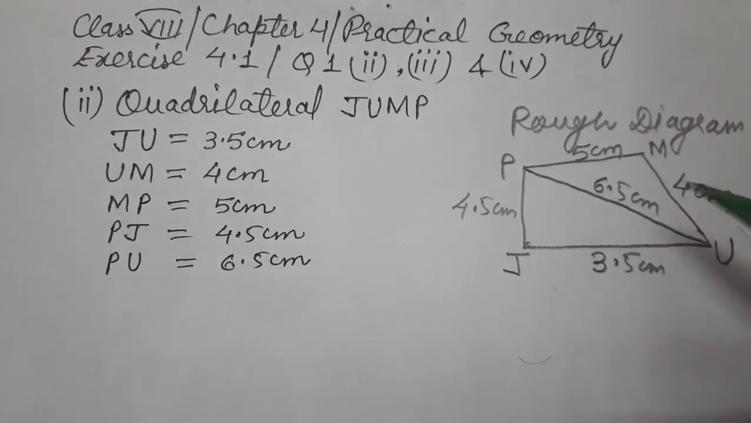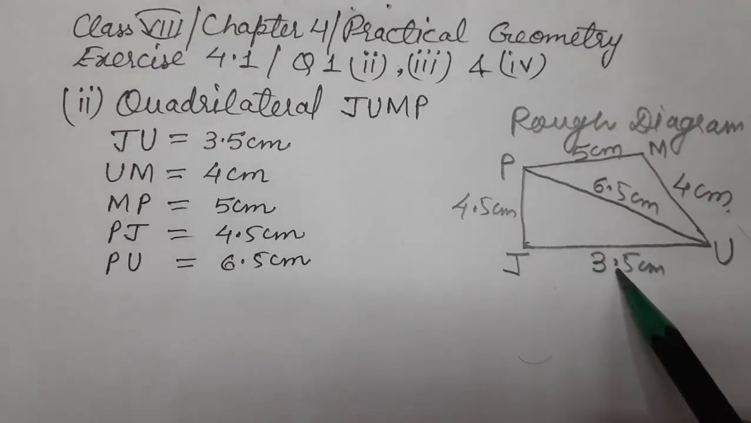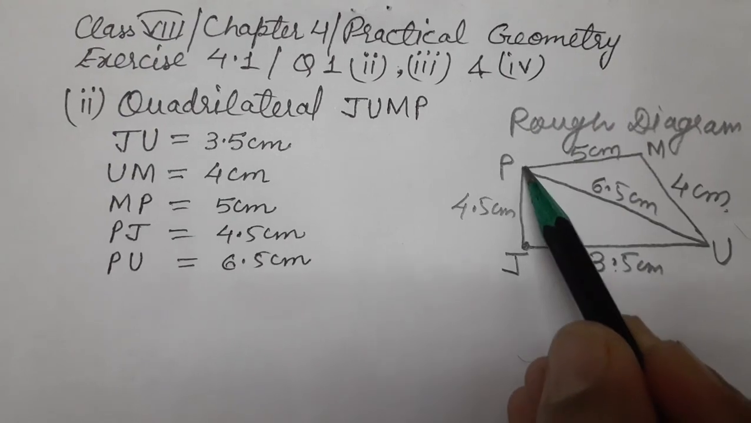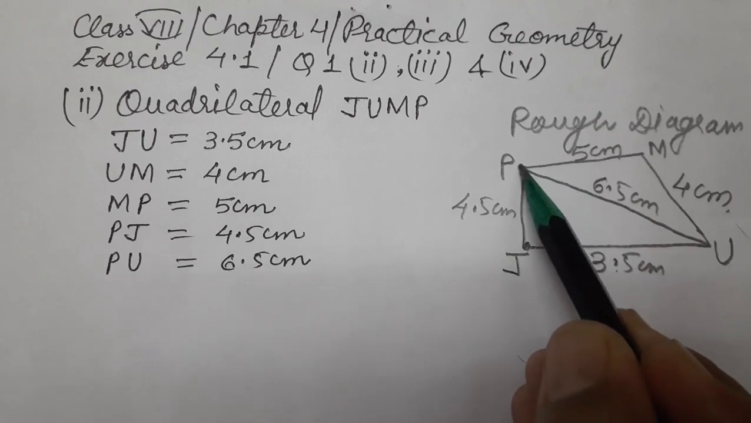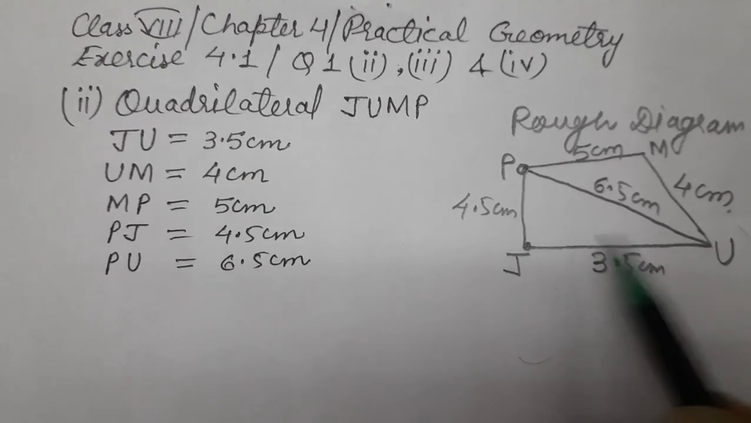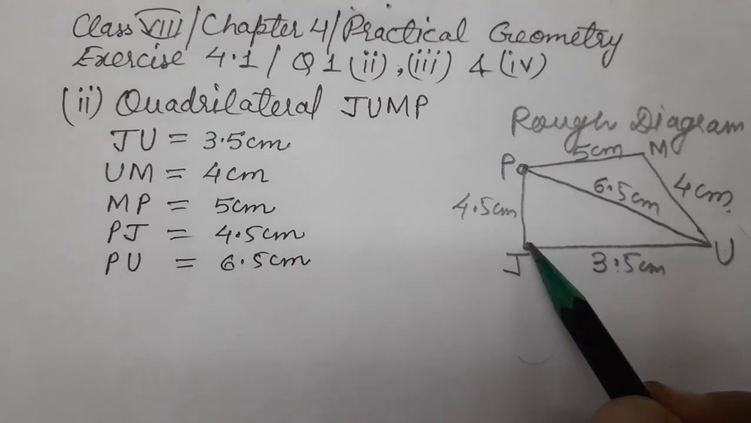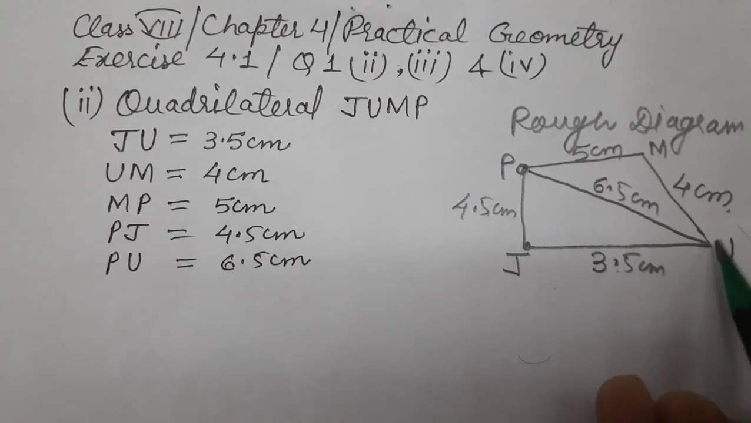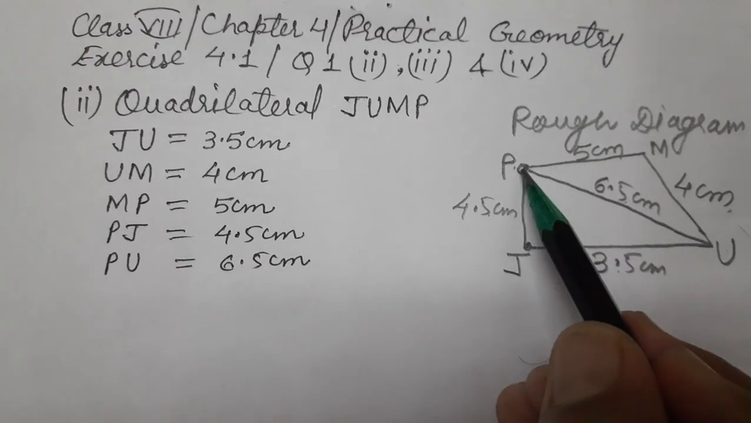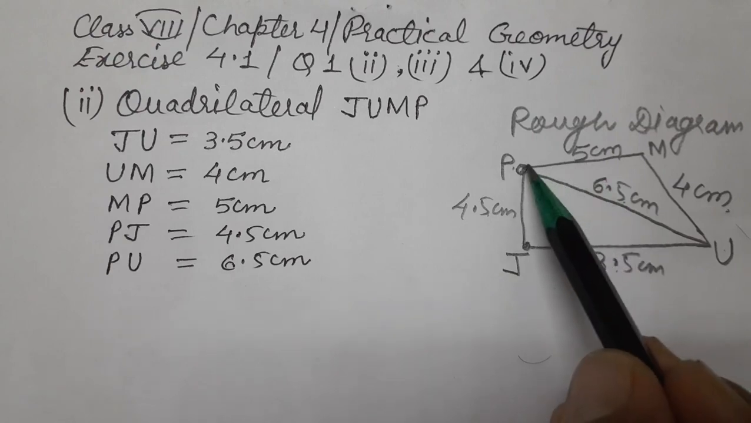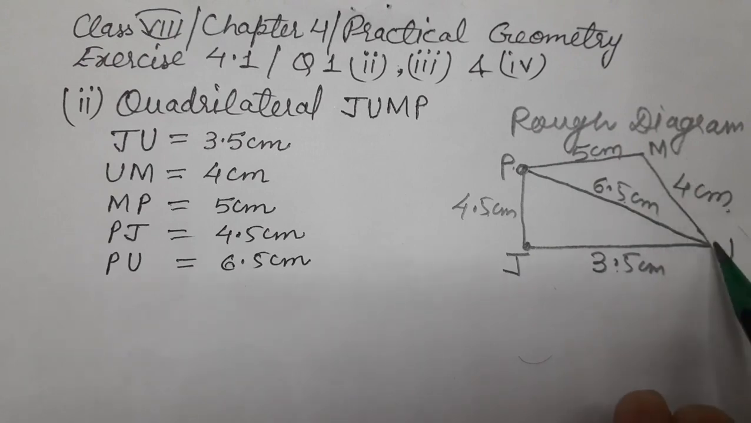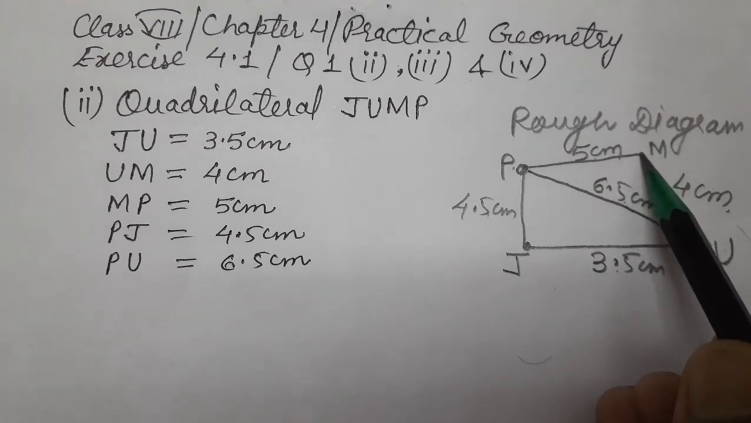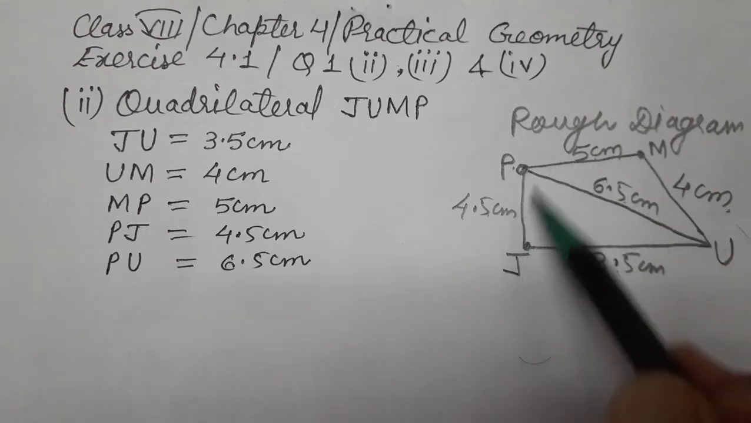So these are the measurements given to us. Now we are going to construct with the help of this rough diagram. First we'll start with JU, 3.5, and then our point will be P, J to P and U to P. After drawing JU, we will take arc radius JP 4.5 cm and UP 6.5 cm, so that we will get the point P. Then from point P we will draw an arc of radius 5 cm and from U an arc of radius 4 cm, so that they will intersect at M. And in this way our quadrilateral will be completed.